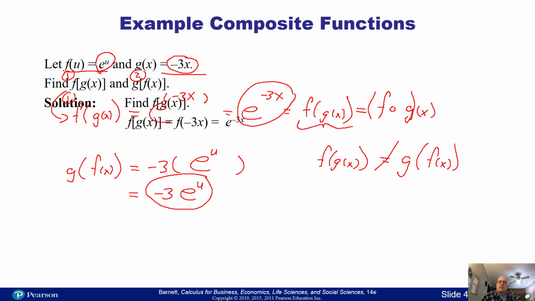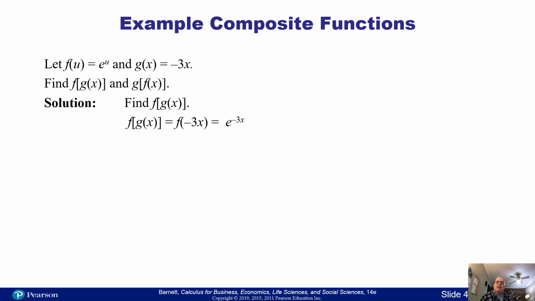Let me get rid of those marks for you. Erase a link on the slide. So there's where we are right now. g of x is minus 3 of x. And there's our first composite function, our second composite function.